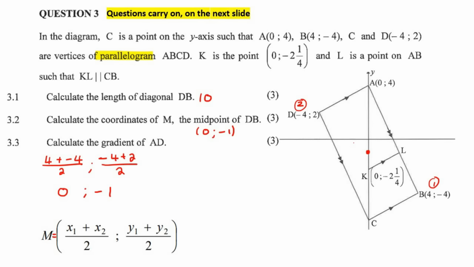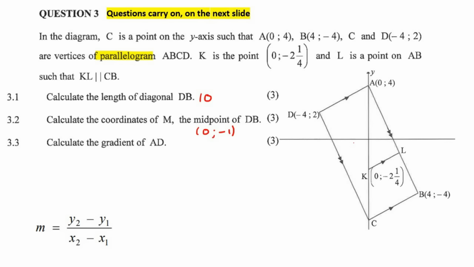Okay, so the gradient of AD. For that, you use the gradient formula. We're doing that between A and D. So I'll just call this point number 2 and I'll call this point number 1. To work out the gradient, you're going to say the y value of point number 2, which is 2, and the y value of point number 1, which is 4, and then the x value of point number 2, and then the x value of point number 1, like that. You can type that all in on the calculator and you should end up with a half. Now remember, these questions do carry on.